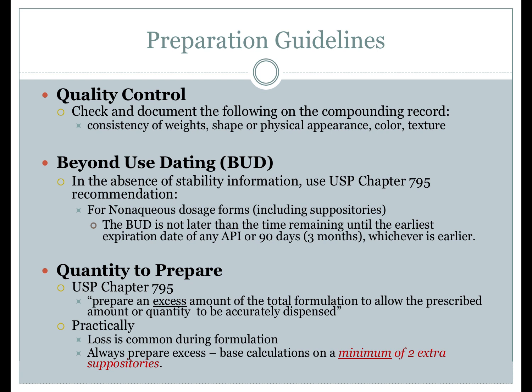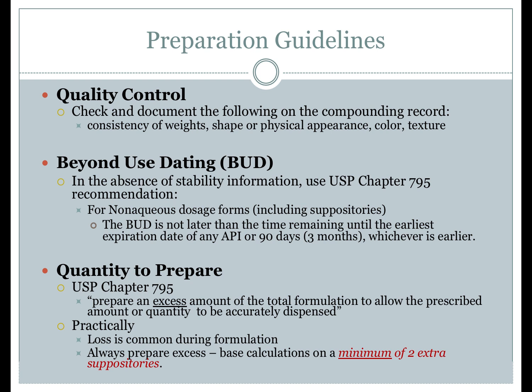The third preparation guideline is about the amount to prepare. USP Chapter 795 states for suppositories to prepare an excess amount of the total formulation to allow the prescribed quantity to be accurately dispensed. As described previously, loss of product is common when compounding suppositories. Molten suppository base is viscous and tends to adhere to glass beakers, spatulas, and stirring rods. Moreover, as the molten base cools, it thickens to the point of becoming solid again. If the compounder works too slowly, much of the product becomes irretrievably stuck to the glassware.